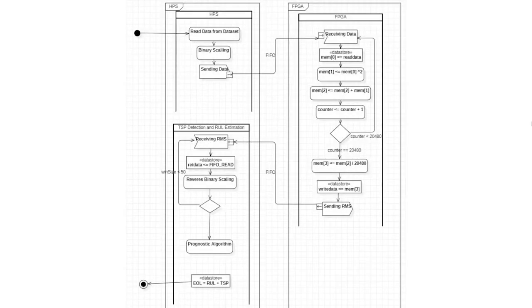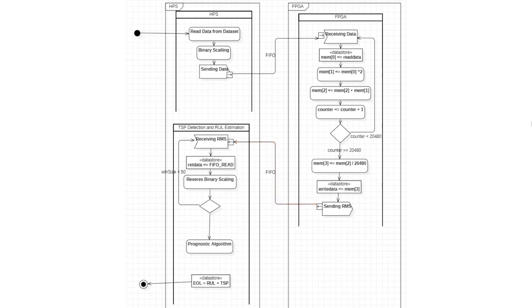There are several ways to transfer data between HPS and FPGA. The FIFO bridge is selected for this project. There will be two FIFOs. One will be responsible for sending data from HPS to FPGA. Another one is to transfer the root mean square from FPGA to HPS.